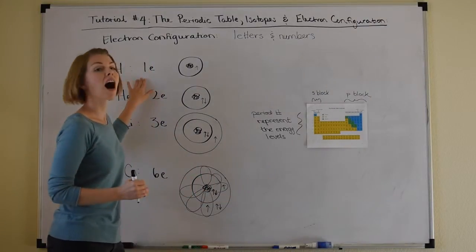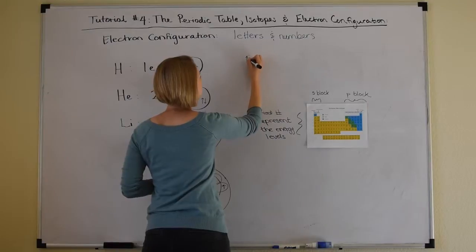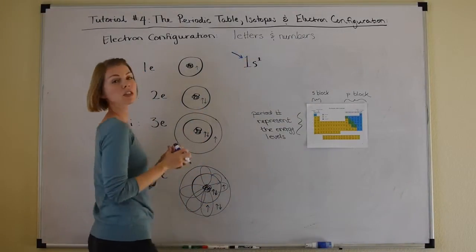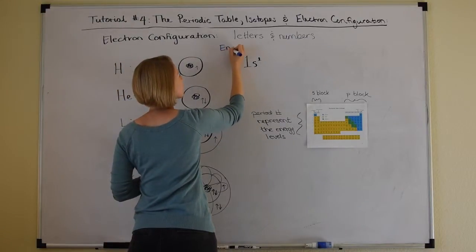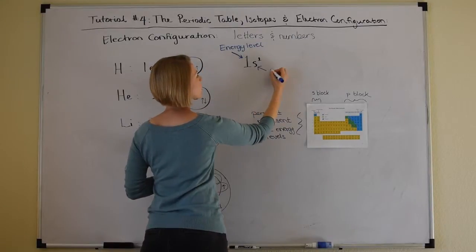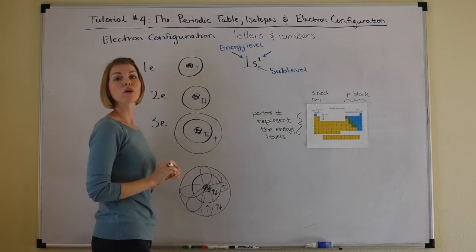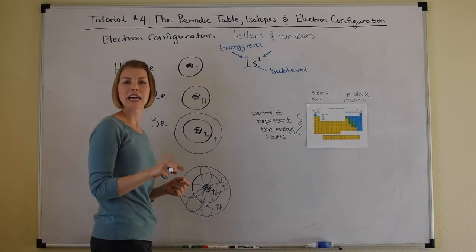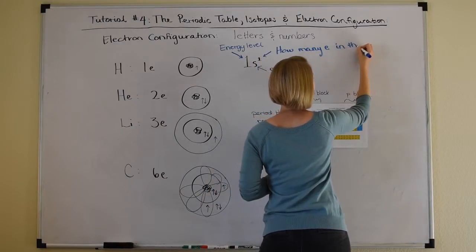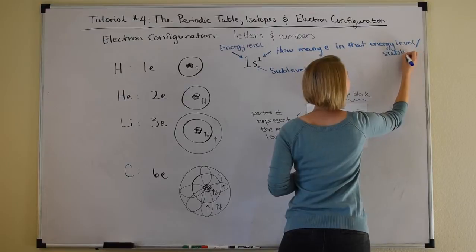Let's start with hydrogen. Hydrogen, we said, has 1 electron in the first energy level, s sublevel. So we're going to write 1s1. What this means is the first number tells you what energy level. The letter tells you what sublevel. And then the superscript number at the end will tell you how many electrons are in that energy level and sublevel.